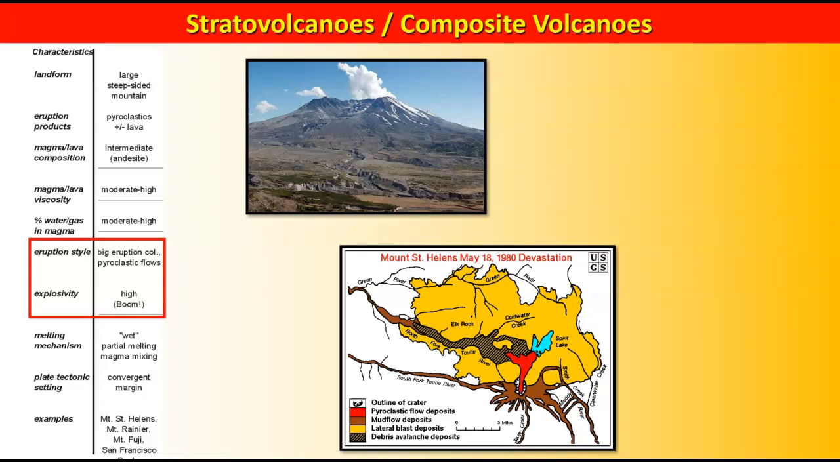This can blow up and do some damage, right? Throw material a decent distance. But in addition, it has what are called pyroclastic flows. These are just hot ash and material that run down the side of the volcano. Those can go for miles.